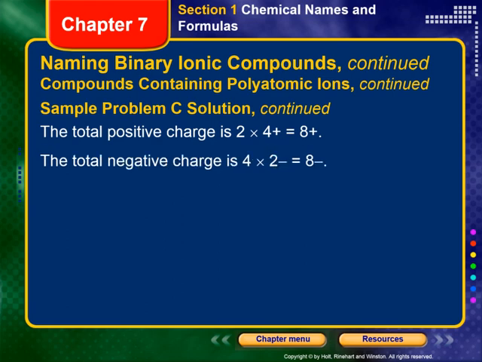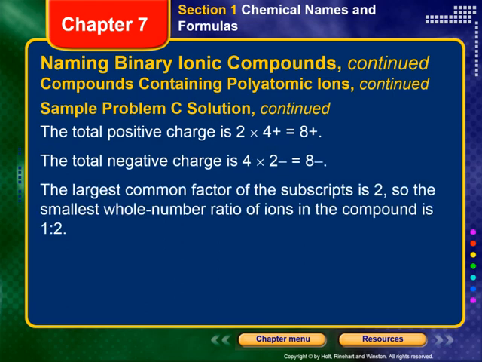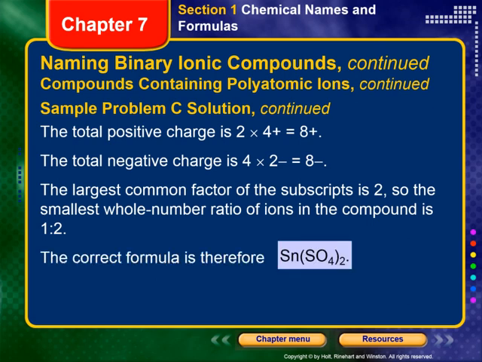The total positive charge is +8, and the total negative charge is -8. The largest common factor of the subscripts is 2, so the smallest whole number ratio of ions in this compound is 1 to 2. And that's going to make the correct formula Sn(SO4)2, right? 2 sulfates for that 1 tin.